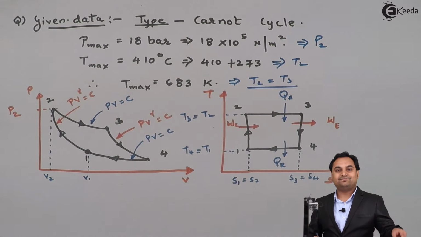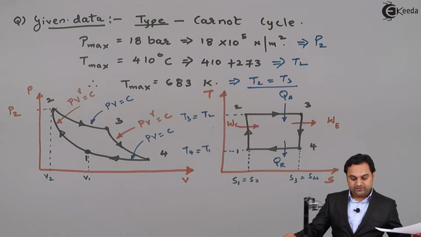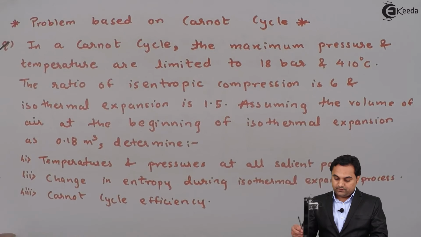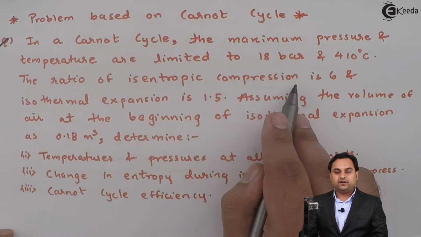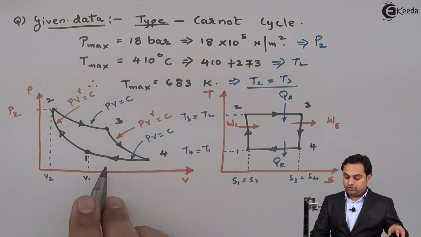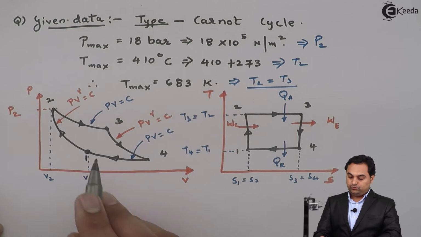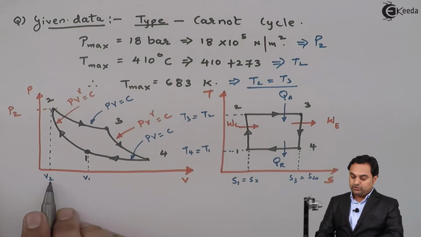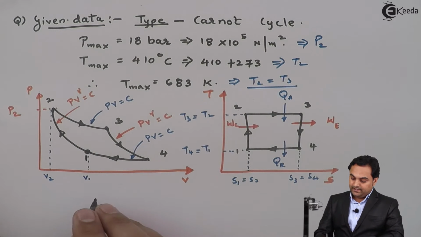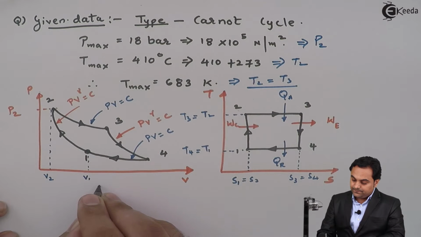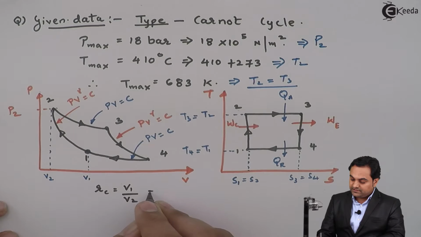So T max is T2, and it is also T2 is equal to T3. Then the next part of the question is the ratio of isentropic compression is 6. Isentropic compression starts from point 1 and ends at point 2. So V1 by V2, that is called the compression ratio, and I'll write it as R suffix C. That compression ratio is V1 by V2 and it is given as 6.